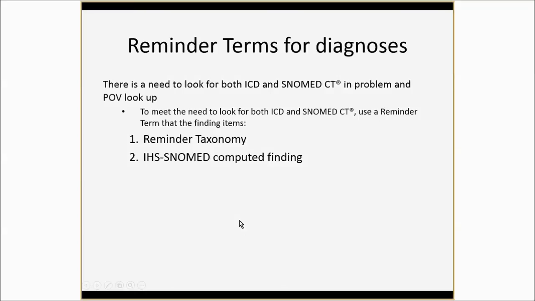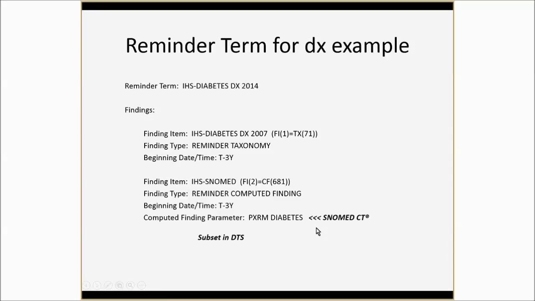There is a need to look for both ICD and SNOMED-CT in problem and POV lookup. To meet the need to look in both the ICD and the SNOMED-CT, you use a reminder term. So in that reminder term, you're going to put the reminder taxonomy, and then you're going to put the IHS SNOMED computer finding. Here's an example of the term. As you can see, we put the taxonomy for diabetes, but within the computer finding parameter, we put in the PXRM diabetes subset. And these are the subsets that you're going to request if you do not see one in there that you can use.